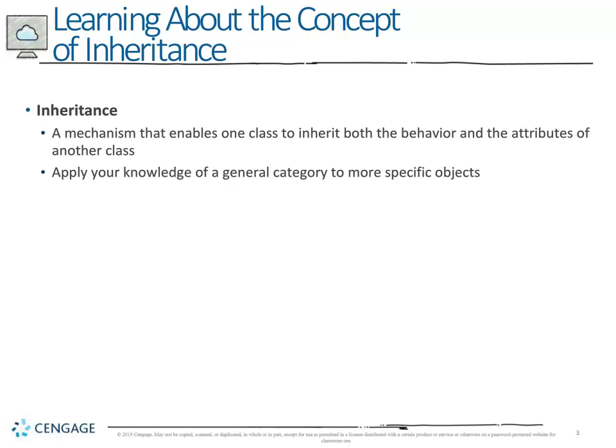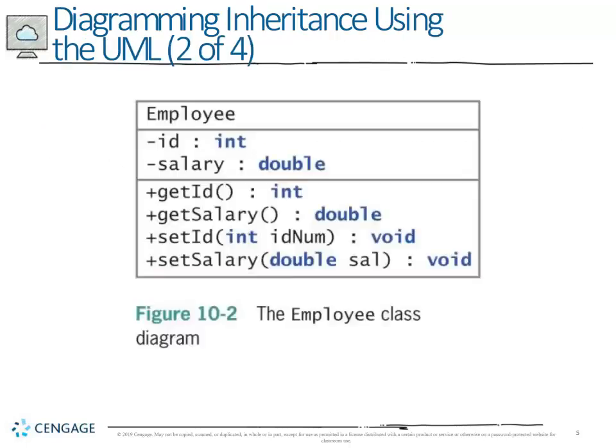Inheritance in Java is a mechanism in which one object acquires all the properties and behaviors of a parent object. It is an important part of the object-oriented programming system. We can use a Unified Modeling Language class diagram to visualize an overview of a class.